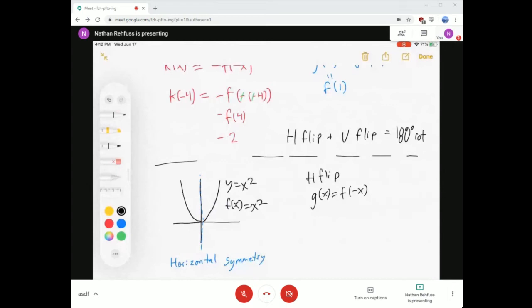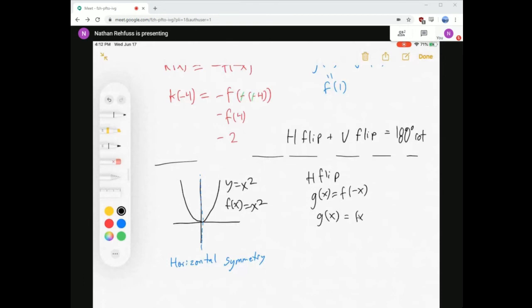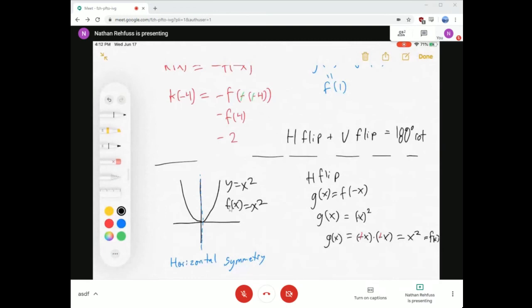But take a look at the formula. f of x is x squared, so g of x just says plug a -x into f. So it's going to be -x gets plugged in, and then it gets squared. But what happens when you square a negative number? This is just negative x times negative x. Well, the minus signs cancel out. So g of x is actually the same as x squared. But that's the same as f of x. So we can see that this graph has horizontal symmetry because when I did a horizontal flip, nothing changed.